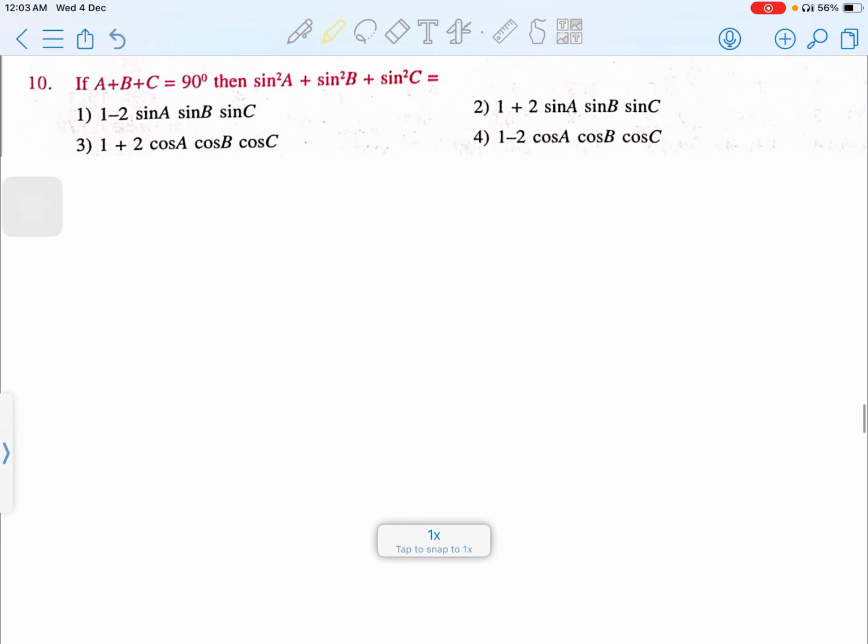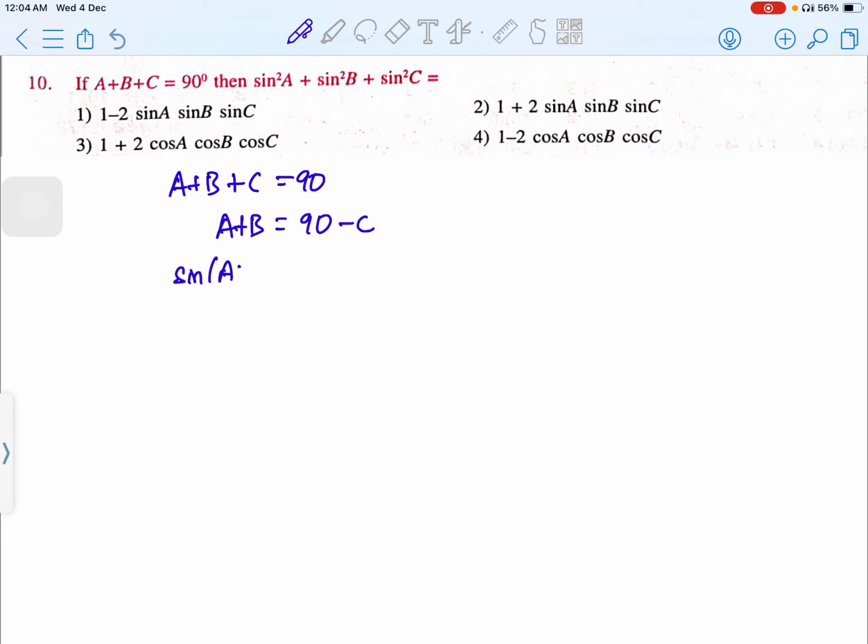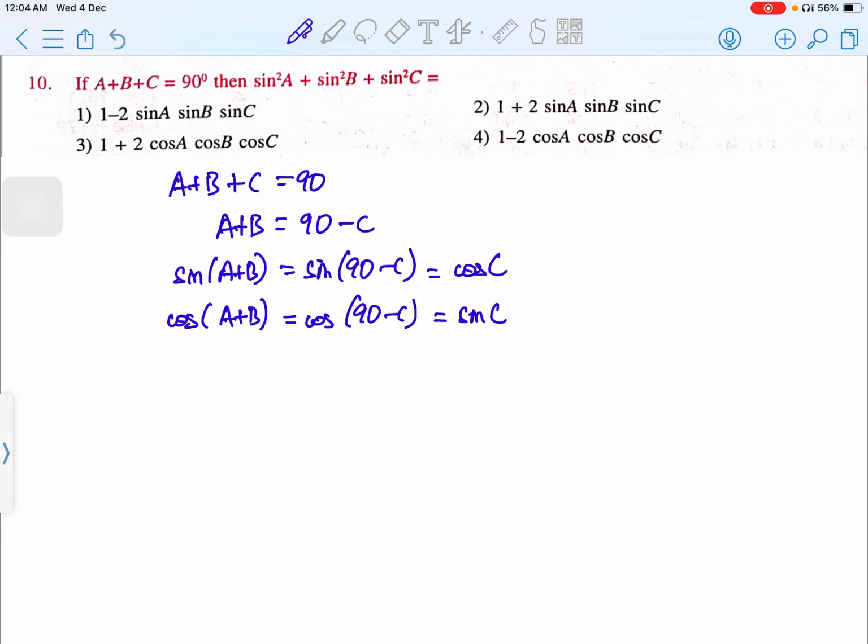So next one, a similar question, but here everything adds up to 90. So A plus B plus C adds up to 90, which means A plus B equals 90 minus C. So what is sin of A plus B? Sin of 90 minus C, which is cos C. So you can replace it like this. What is cos of A plus B? Cos of 90 minus C, which is sin C. Okay.